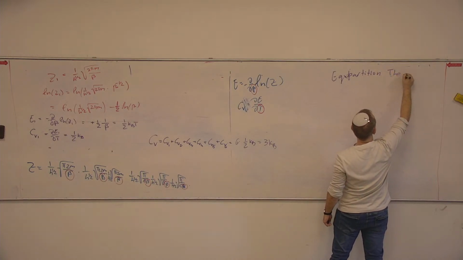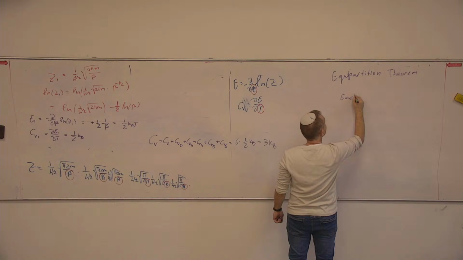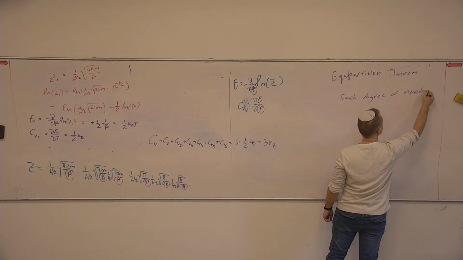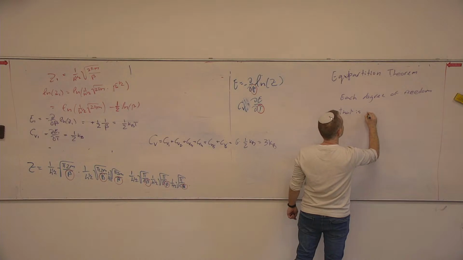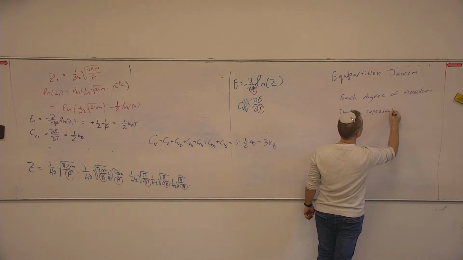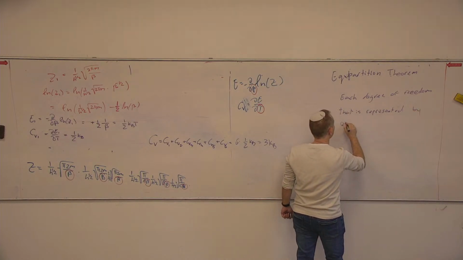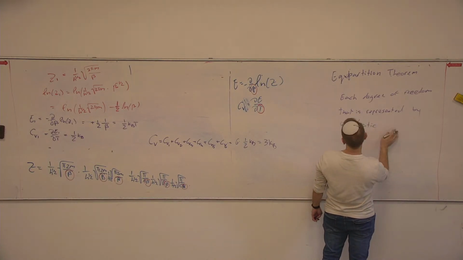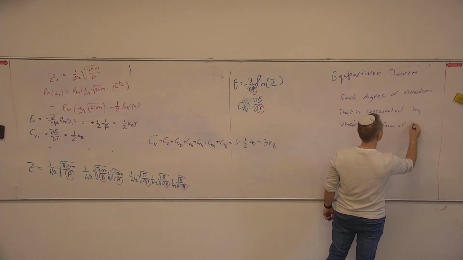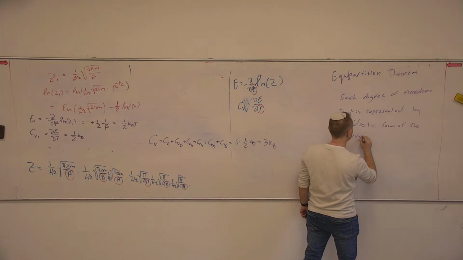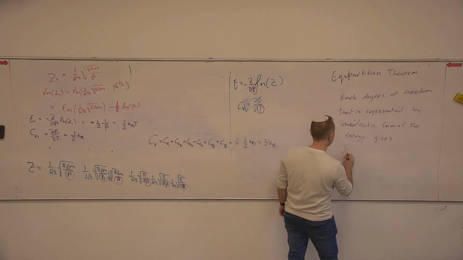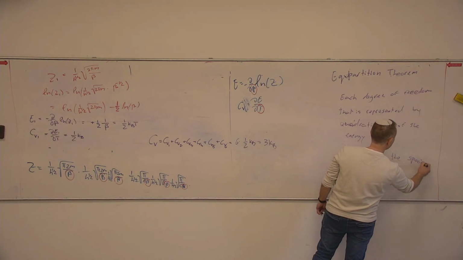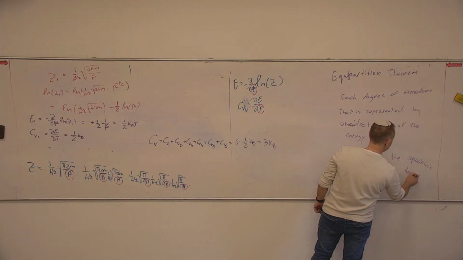The equipartition theorem: each degree of freedom that is represented by a quadratic form of the energy gives 1/2 K Boltzmann for the specific heat capacity.